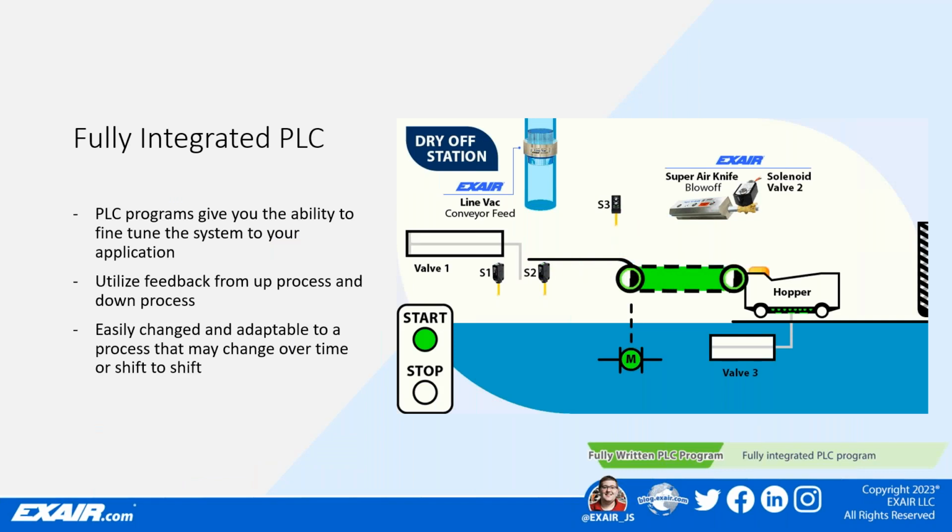PLC programs are close to the top level of control. Not only can you build the process to fit your individual application, you can also make adjustments easier over time if the process changes. A PLC program can also use feedback from both upstream and downstream of the process. For example, if a product fails an inline inspection, a compressed air nozzle can be activated to blow the failed material into a scrap bin.